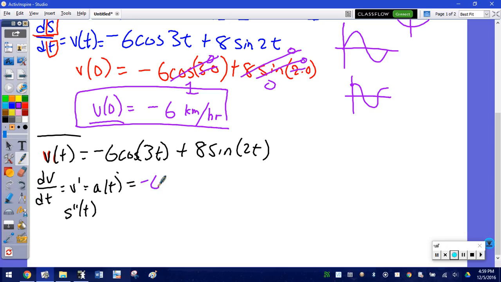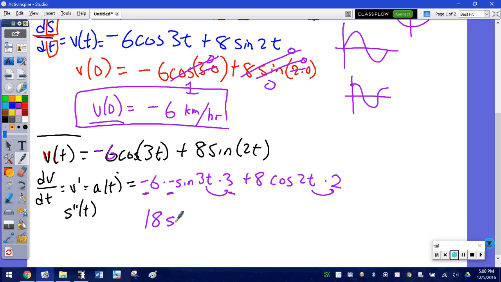So the negative 6 is going to stay here. Cosine's derivative is negative sine. 3t is going to stay still until I do the chain rule, so times 3. Plus 8 is going to stay there. Sine's derivative is cosine. 2t stays put. Party on the inside means we multiply by 2. That's the chain rule right here and right there. Simplifying, we have negative 6 times negative 3, which gives us 18 sine of 3t. 8 and 2 gives us plus 16 cosine of 2t. And that's our acceleration function.